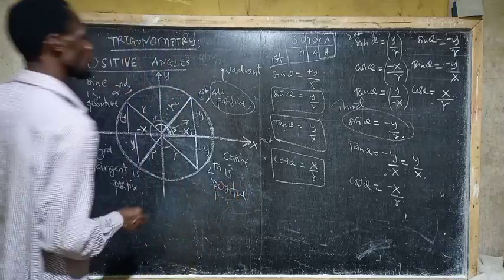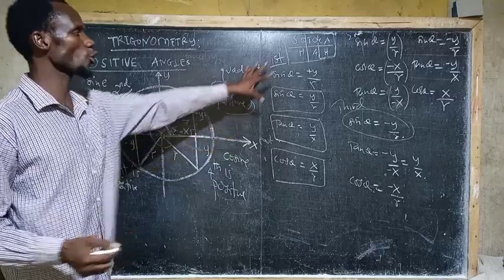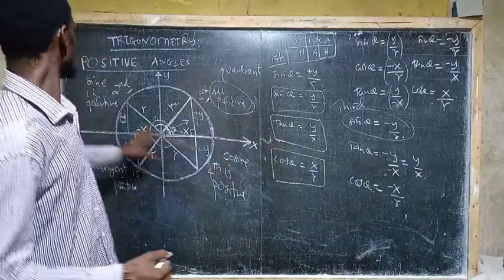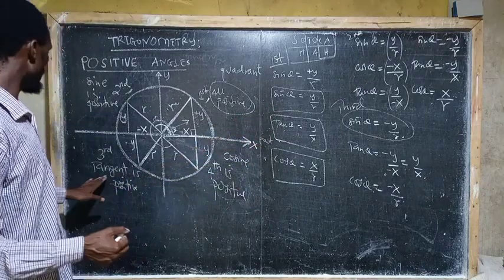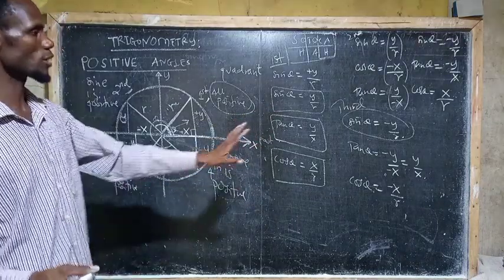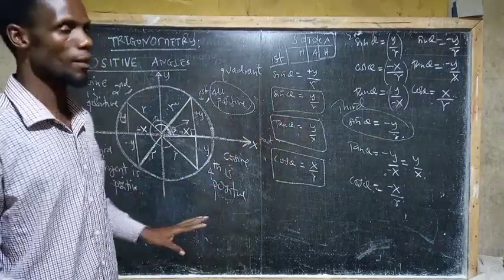So by conclusion we can say, all positive in the first quadrant, we have shown it mathematically. Only sine is positive in the second, we have shown it mathematically. Only tangent is positive in the third, we have shown it mathematically. And only cosine is positive in the fourth, we have shown it mathematically.